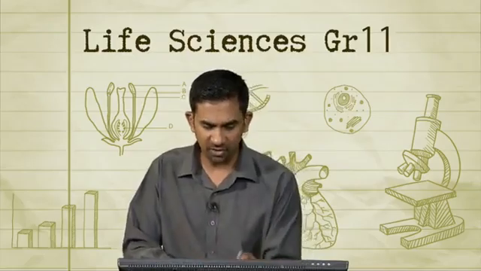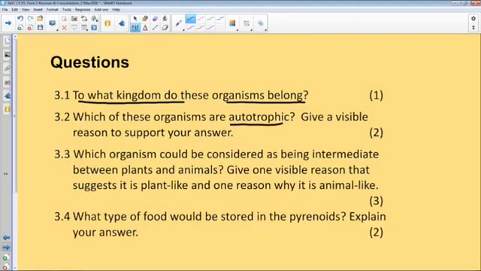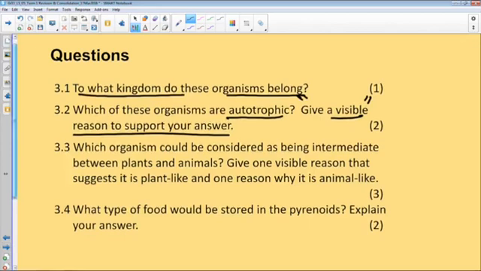And that's essentially very important at the onset of any question where you've got illustrations of your invertebrates, especially the microorganisms. Which of these organisms are autotrophic? Give a visible reason to support your answer. Guys, we all know that autotrophs are organisms that are capable of manufacturing their food, but we need to look at the diagram and give a visible reason to support your answer, and hence it needs to come from the source that is provided.